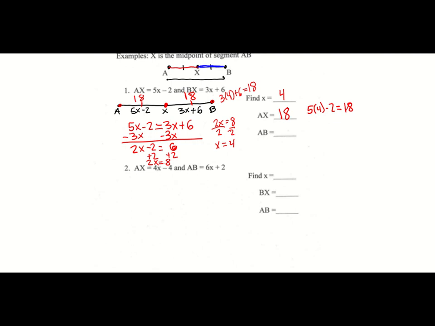Now if I want to find AB, I can take 18 plus 18 and I'm going to get the whole thing. 18 plus 18 gives me 36.